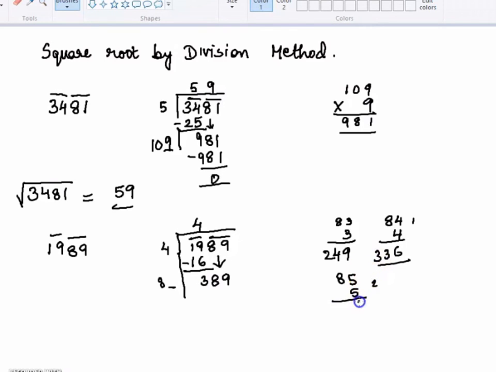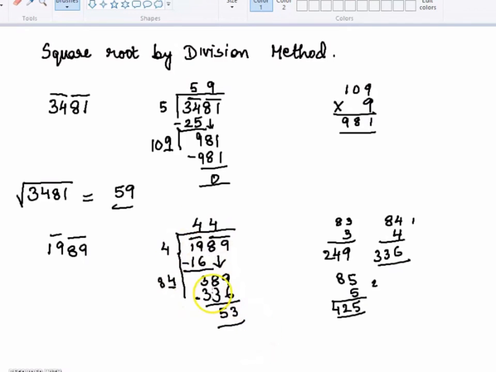So 5 5s are 25, 5 8s are 40, 42, so 425 I am getting here, which is greater than 389. So I cannot try 85 into 5. So then it should be 84 into 4, which is 336. So I am not getting 389. I am getting something which is lesser than this. So when I subtract, I will get the remainder as 53.